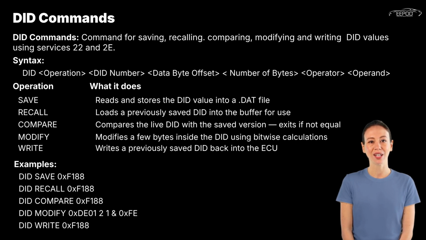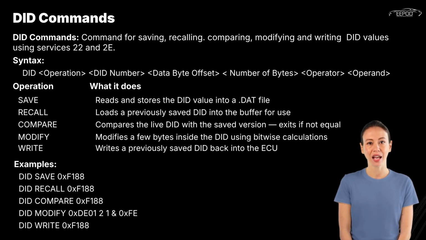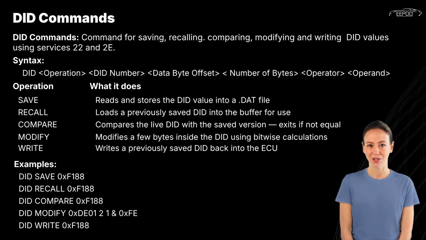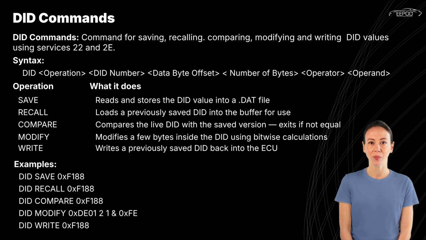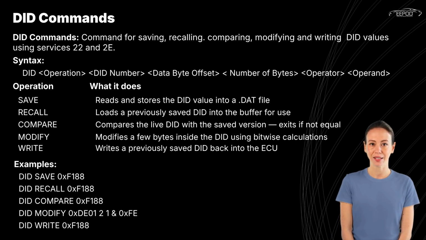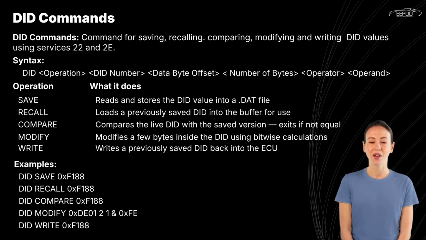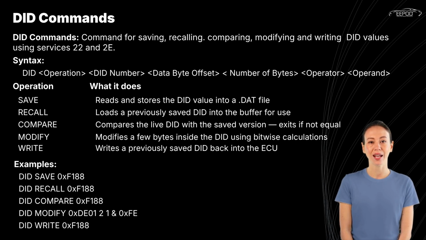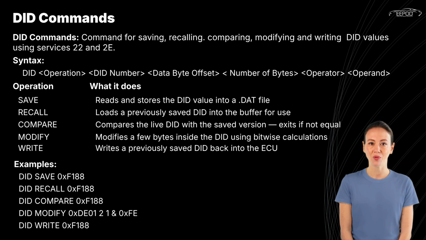Now let's talk about did commands in FSCRIPT. These are used to do 5 operations: save, recall, compare, modify, and write data identifiers, or DIDs, on the ECU. Here's the syntax for did commands, but not all commands require all the fields. If you've worked with UDS before, you know DIDs are basically memory values inside the ECU, things like VIN, part number, config flags, and more. Let's go through each one in detail.